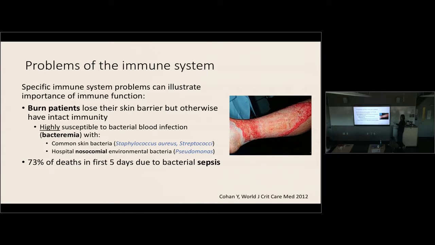So what happens when these various things go wrong? Going back to skin and how important that is, this is extremely important. One illustration is in burn patients. When people lose their skin layers because of burns or other reasons, they become highly susceptible to bacterial infections. And this tends to be the main cause of death in burn patients. This is why we have burn units.